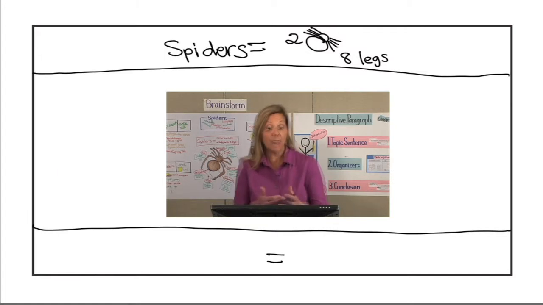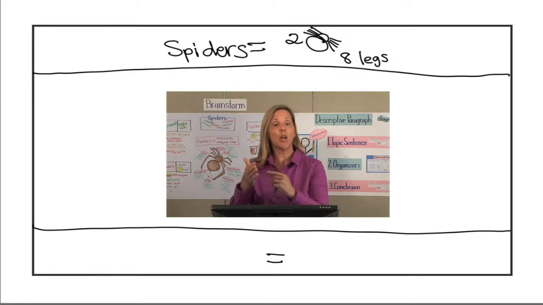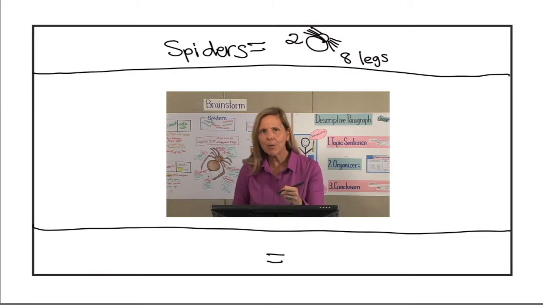Draw a picture. Because if I'm describing, I need to see what this subject looks like. So the first thing you do, draw a picture. This is not an art project. We're not taking a long time doing this. This is supposed to be a fast sketch.